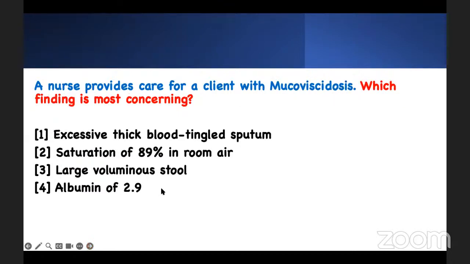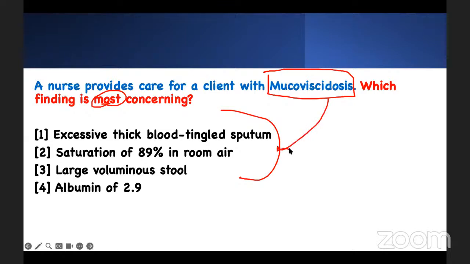And this is another one. I put a word there. Most people have never seen it before. Which finding is most concerning, right? Let's provide care for a client with what? Mucoviscidosis. If you don't know what it is, it's okay. You can still answer the question. But if you know this, the answer will pop out like a candy.